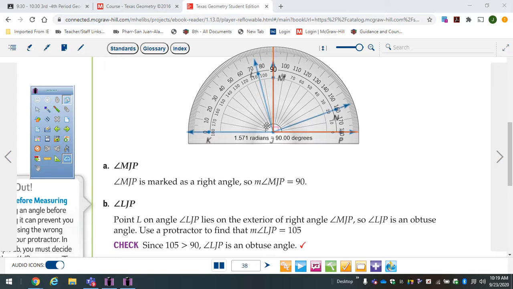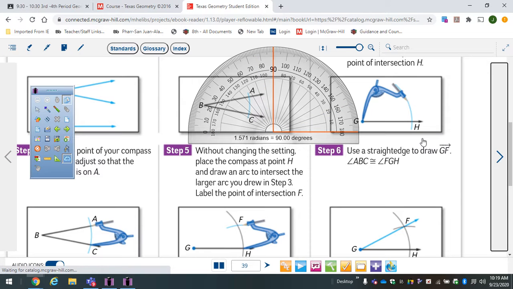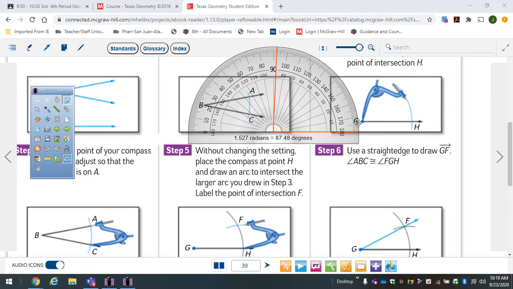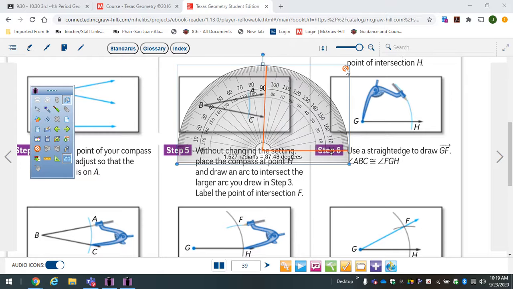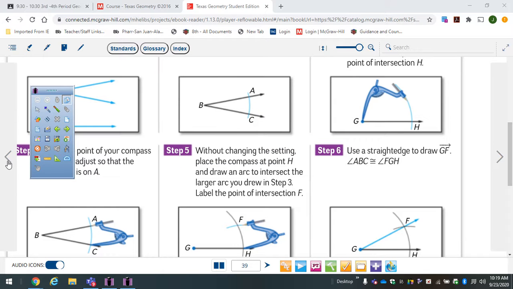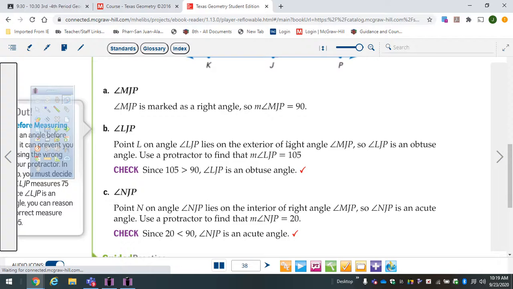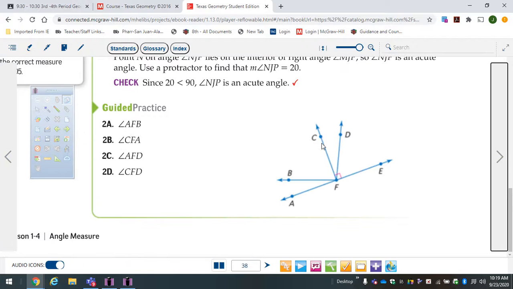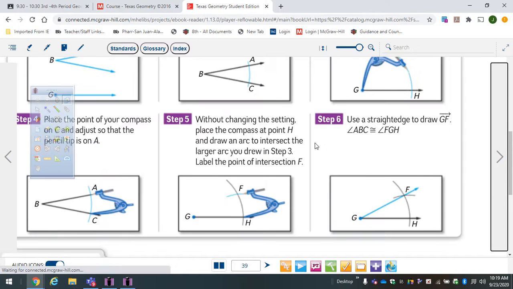Okay, moving on. Let me go to the next section. No, let me close this. Yeah, we'll skip that. Okay, you do need to know this part up here.